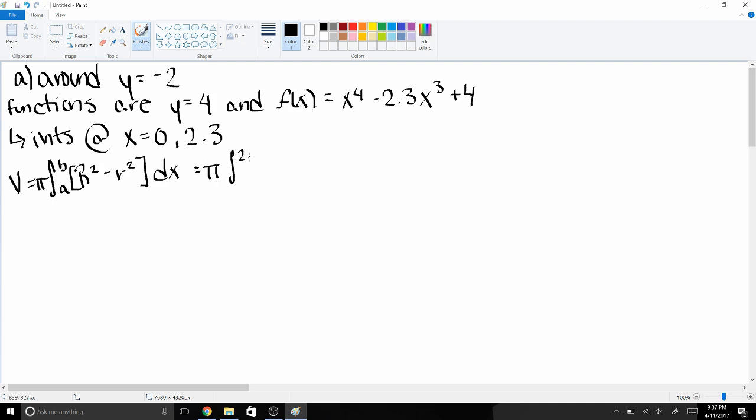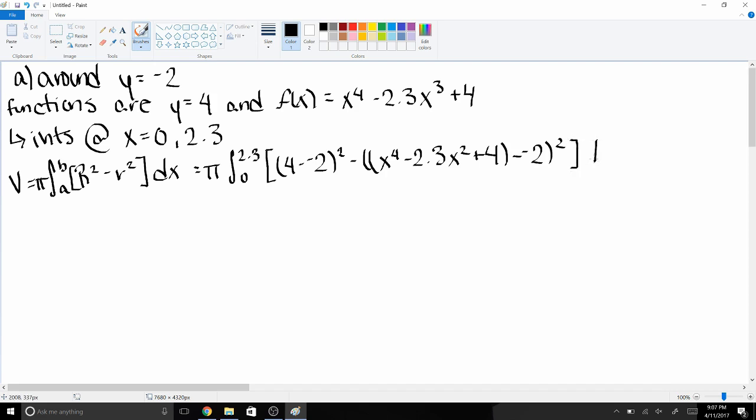minus the lower function, x to the 4th, minus 2.3x cubed, plus 4, again minus -2 to represent that extra distance added by having a lower axis of rotation, squared, and subtract those 2 squares. Make sure to add dx because notation is important. Thankfully, we can throw all this mess into our calculator, and we get that the volume is equal to 98.868 units cubed.